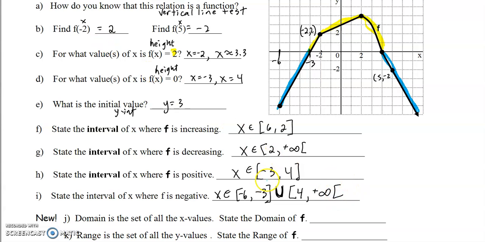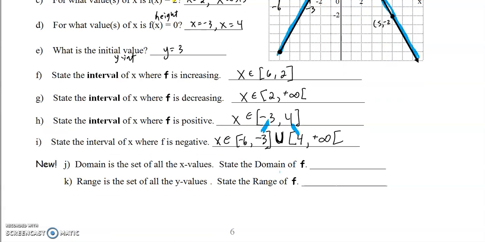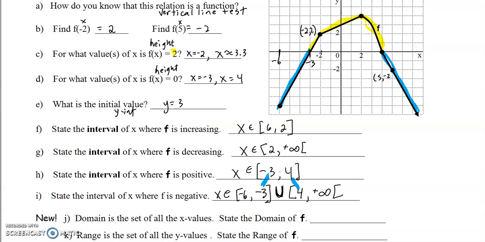And as I mentioned, there's a connection between the fact that these numbers match. That's the place where it actually hits the 0. If you looked at the answers to letter D, those are the places where it crosses the x-axis. Now, the last little bit about this that I didn't get to in class was domain and range.